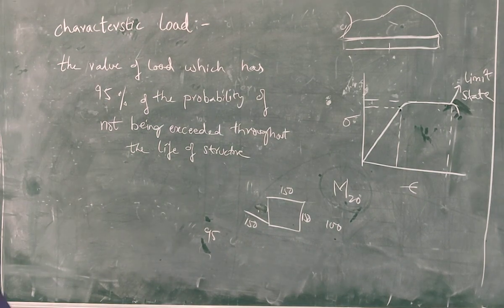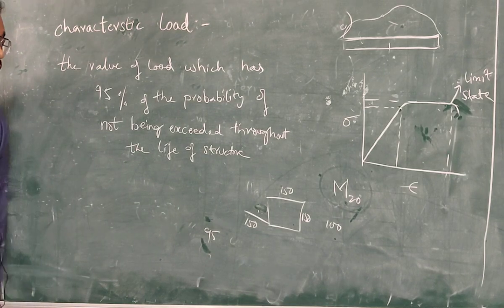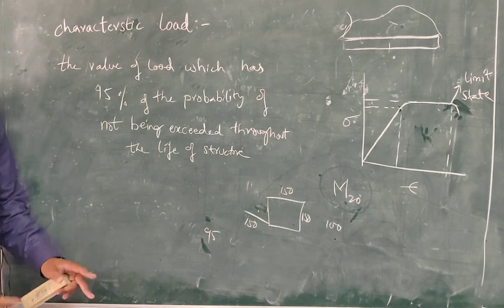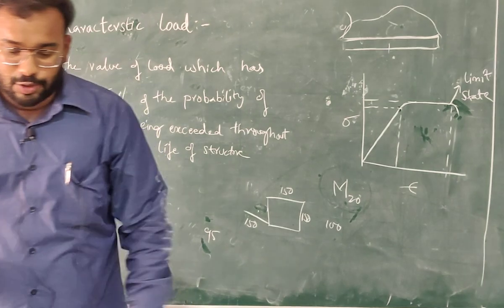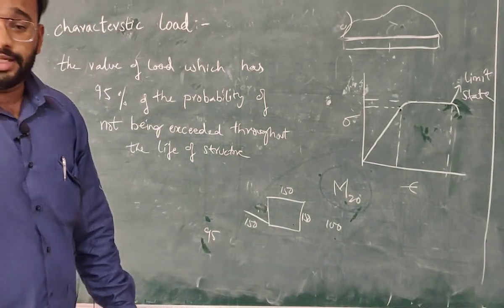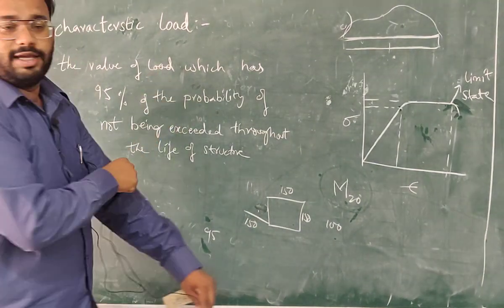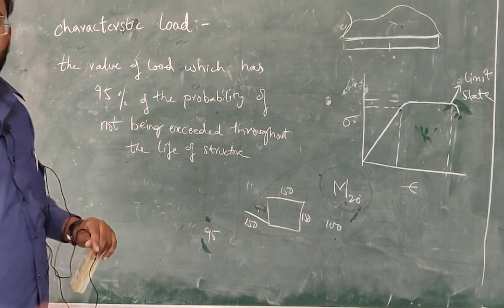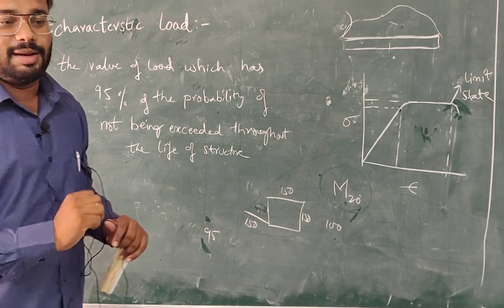The value of load which has 95% of the probability of not being exceeded throughout the life of structure. Okay, suppose you have designed a beam, so you designed a structure for some loading. You have considered some dead load, some live load you have considered. Now, code says you should consider that load which will not exceed in the 95% of probability. Okay, it should not exceed 95% of the probability of life of the structure. Okay, 5% chances are given in the cases of natural calamities.